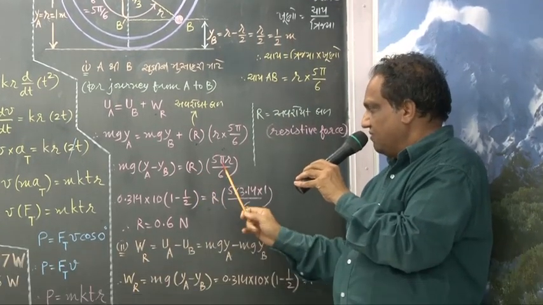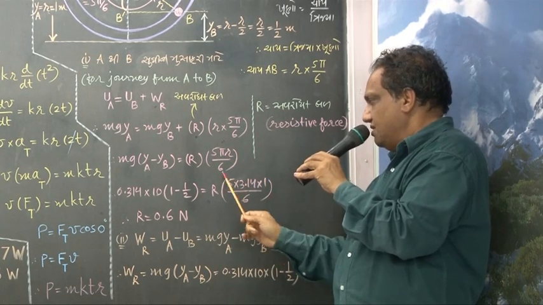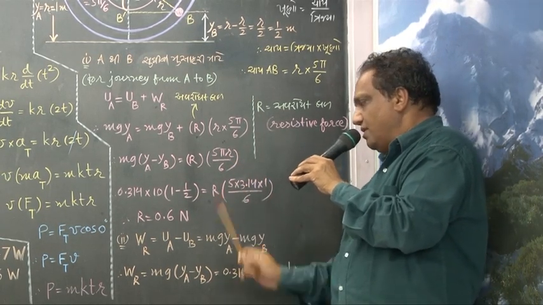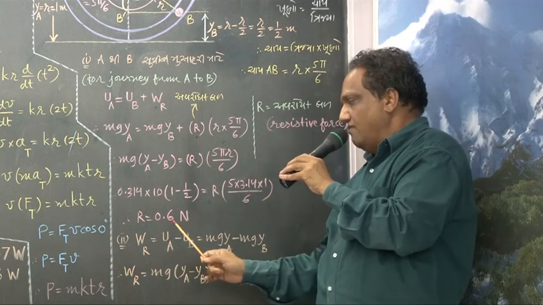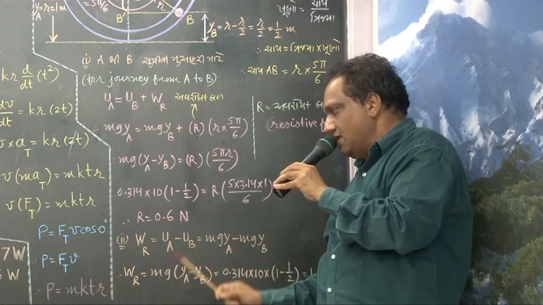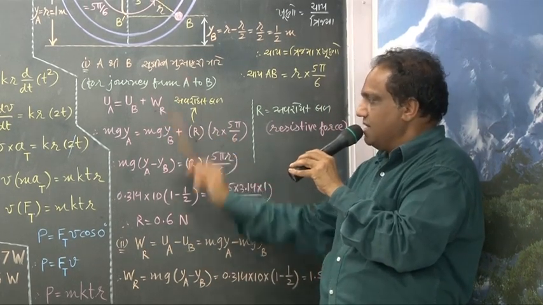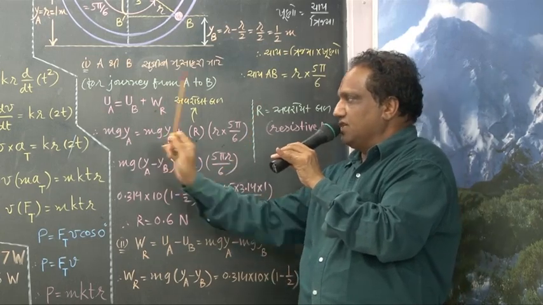R as it is, 5 into pi, value is 3.14, radius is 1 meter, divided by 6. Find out capital R, it is a force. The value comes out to be 0.6. Because it is a force, I should write the unit Newton, 0.6 Newton. And now find out this WR. Simply transfer this. That's all.